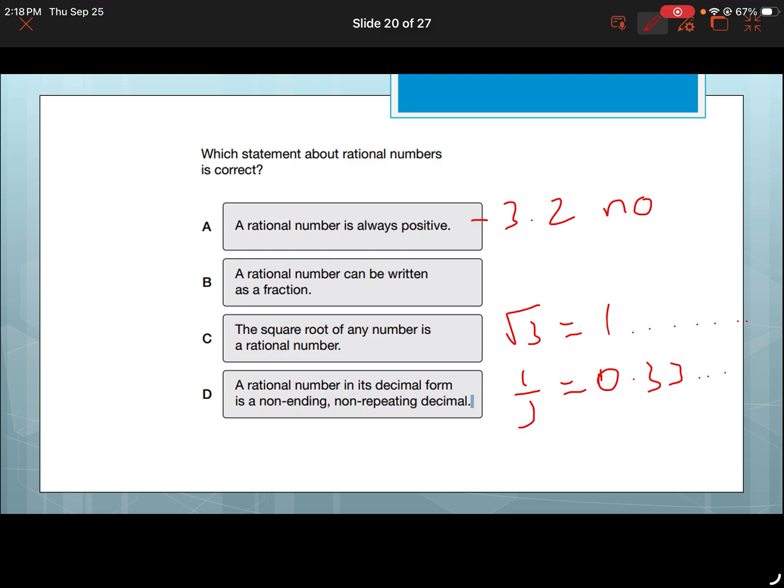But a rational number can be written as a fraction. Well, that's the definition of it, so yes. That is literally the definition of it, so yes.